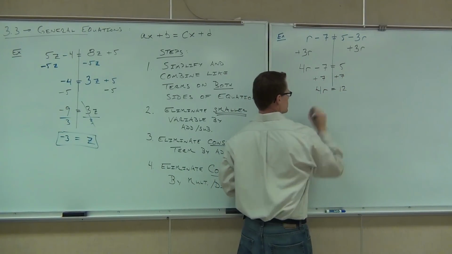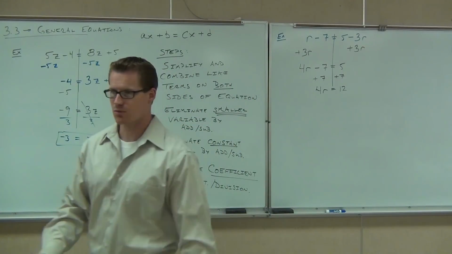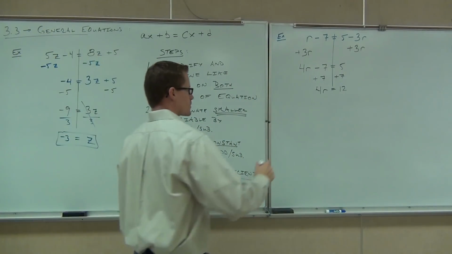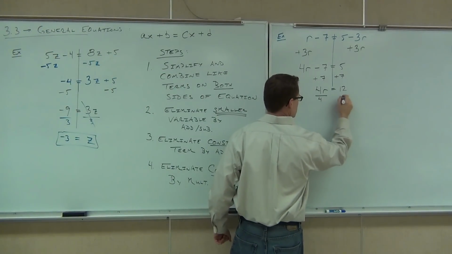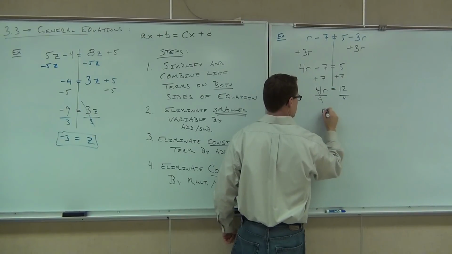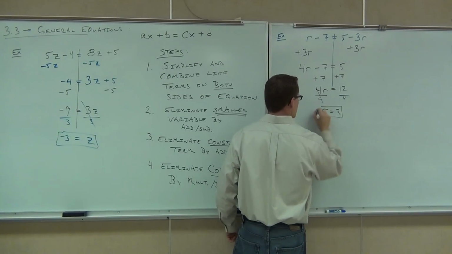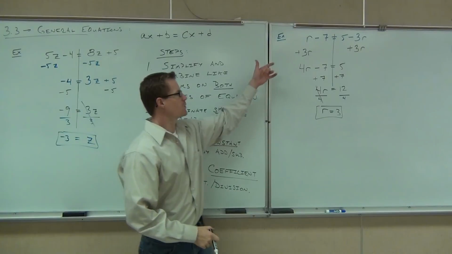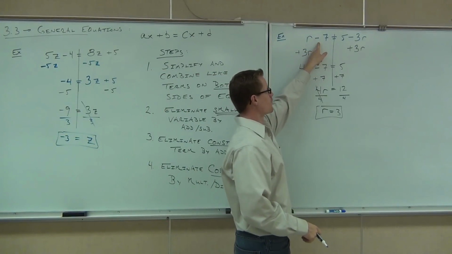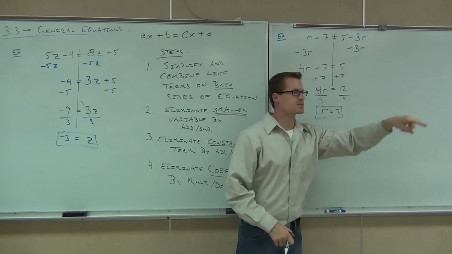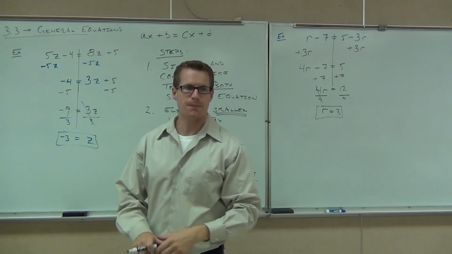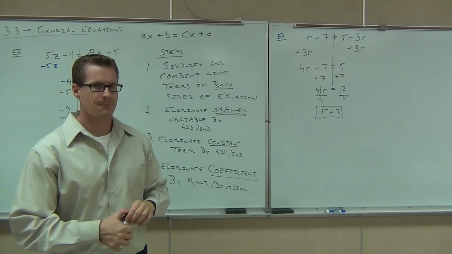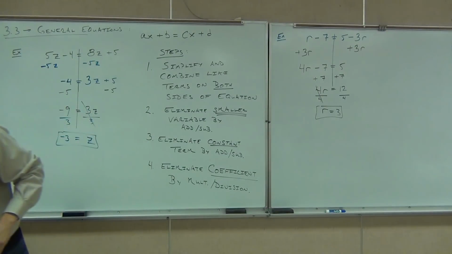4r equals, well, that's going to be 12 for us. And our last step is to get rid of that coefficient by division. So we're going to divide both sides by 4. And that's it. Hey, can you still check your work, by the way? Yeah, sure. If we plug that in, we'd have 3 minus 7, that's negative 4. We'd have 5 minus 9, that's negative 4. That comes out the same. Yeah, I subtracted the 1r. Yep, I still got the same answer.